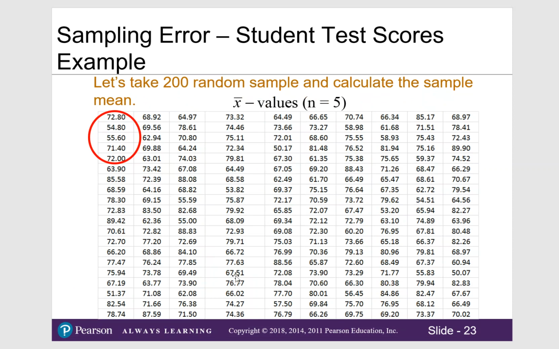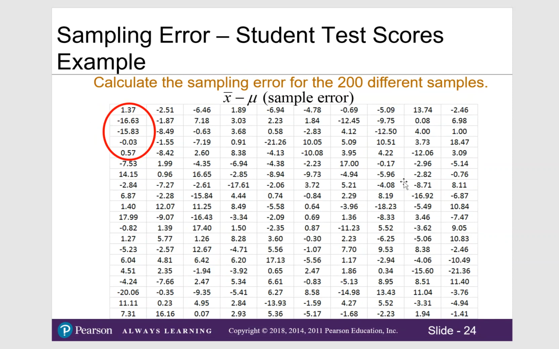What these are is I did 200 random samples and calculated their means. So these are all of my X bars. These are all means. They're not individual scores. I went and grabbed 5 people's test scores from the midterms 200 times and took their average, and this was the result.